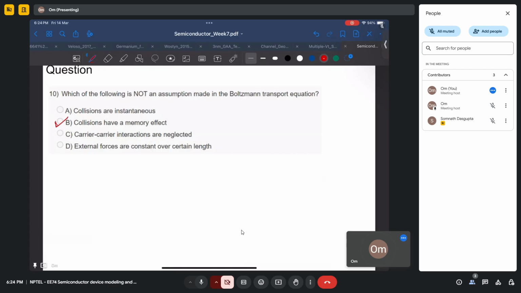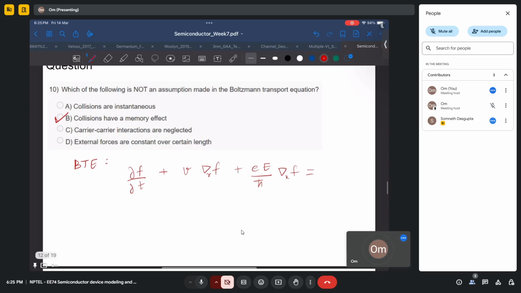So if you remember from the video, the Boltzmann transport equation is del f by del t plus v del f plus e by h cross del f by del k is equal to some scattering terms. I'll just write scattering terms here.